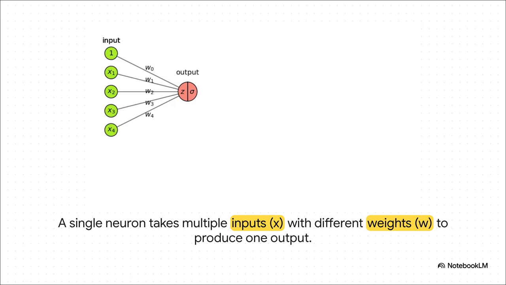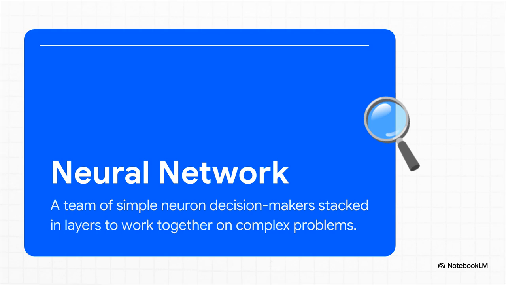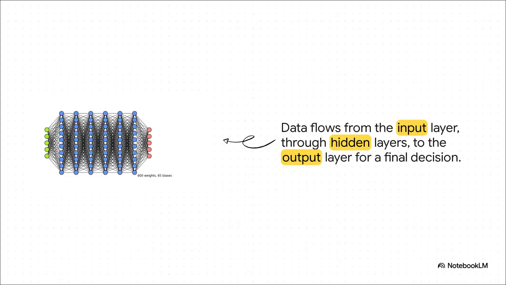That's really it. So, if one neuron is a tiny analyst, what happens when you get a whole team of them and you organize them, kind of like an org chart? Well, that's when you get a neural network. It's just a whole bunch of these simple decision makers all stacked up in layers working together. And here's how it all builds up. Your data comes in through the input layer.